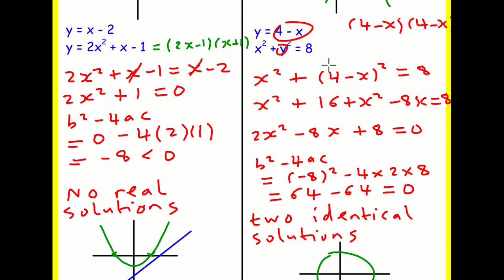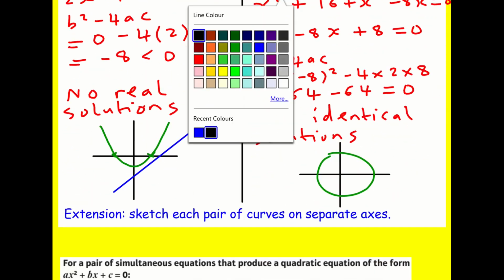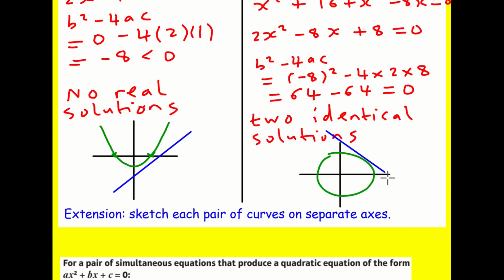And then we've got y equals 4 minus x. We can see that there's two identical solutions. So 4 minus x is probably going to come down and touch the graph a bit like that. And actually, this gives us a tangent. We're going to use this knowledge in a minute.